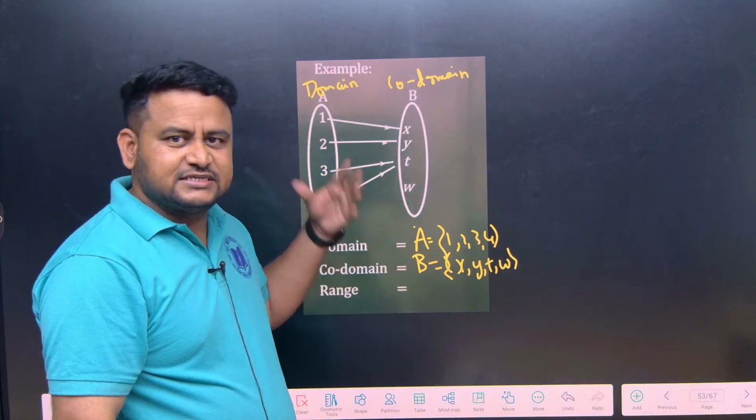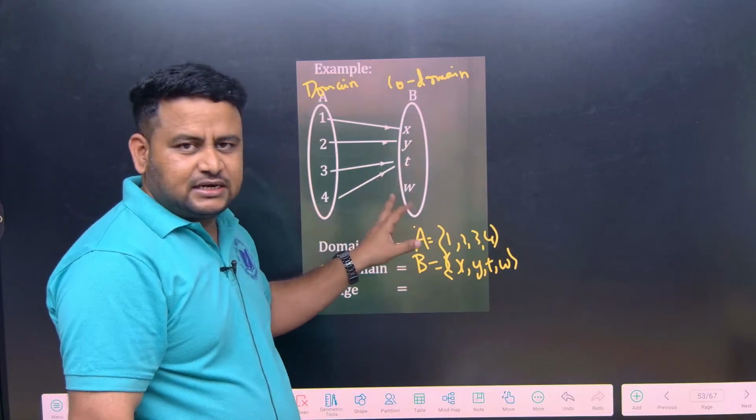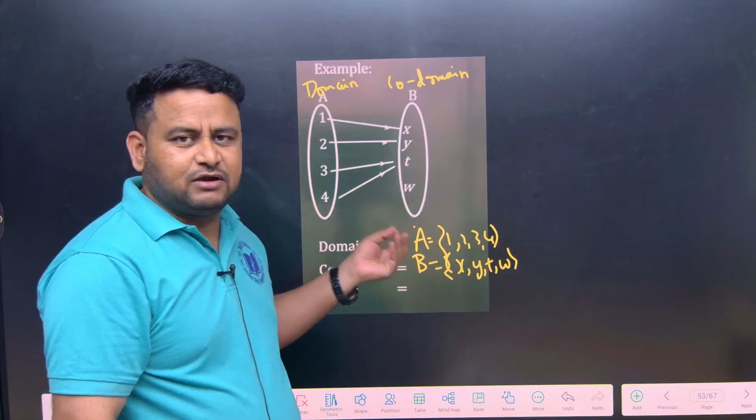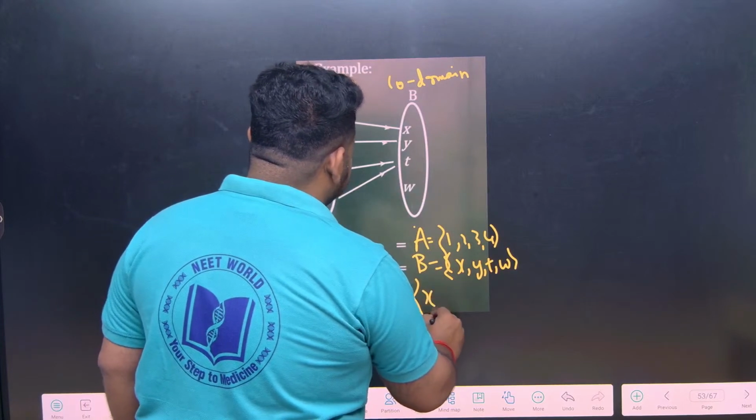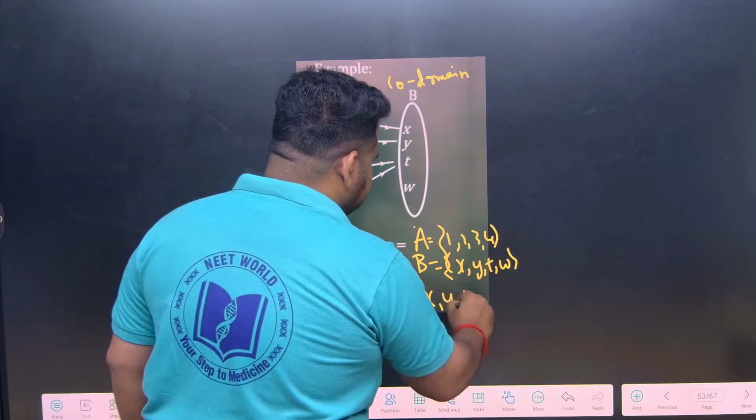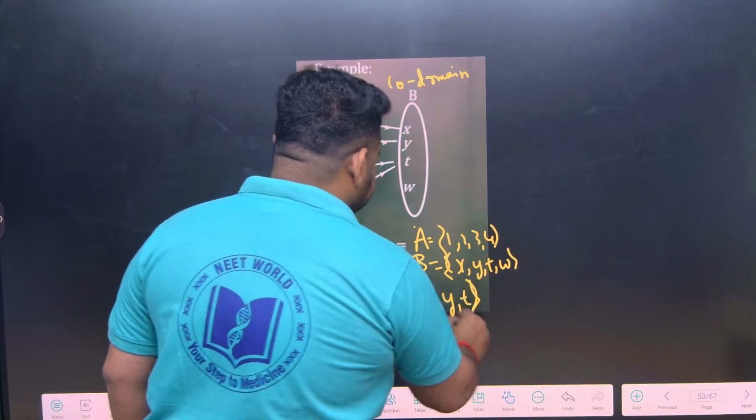What are all connected? That is range. W is not connected. Leave that, and the remaining things which are connected, write down, that is range. So here, what is connected? See here, X is connected, Y is connected, and T is connected. This is range.